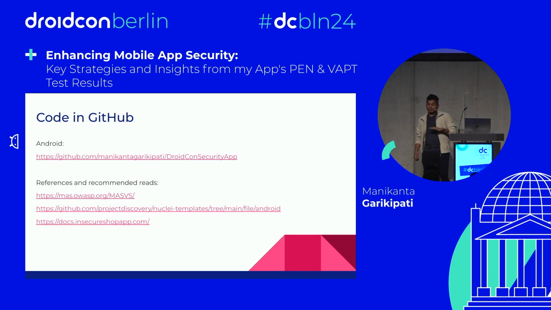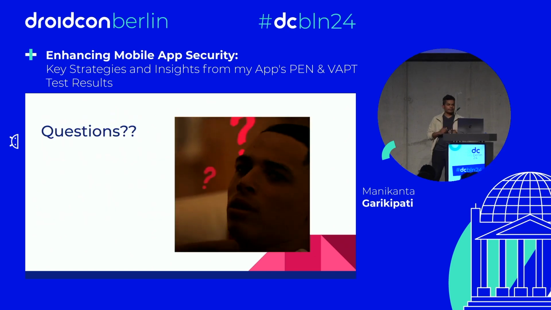All the code is there in GitHub. You can check it. The references which I've looked at are also added. Insecure App was super helpful for me to have some good references. Nuclei templates is where you could do these kinds of enumerations on your app binaries.